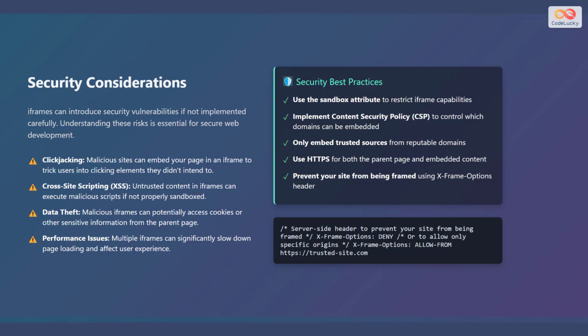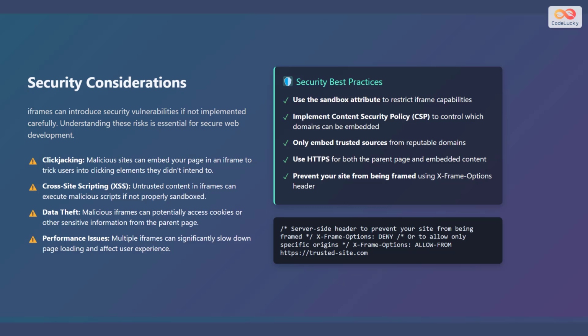Iframes can introduce security vulnerabilities if not implemented carefully. Understanding these risks is essential for secure web development. Some security risks include clickjacking, where malicious sites can embed your page in an iframe to trick users into clicking elements they didn't intend to. Then there is cross-site scripting, where untrusted content in iframes can execute malicious scripts if not properly sandboxed. Data theft can also occur, where malicious iframes can potentially access cookies or other sensitive information from the parent page. Finally, performance issues occur when multiple iframes significantly slow down page loading and affect user experience.